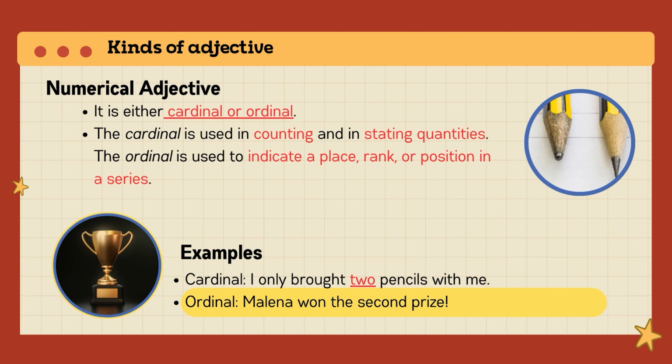Ordinal. Malena won the second prize. The numerical adjective here is second. The number indicates the rank of the prize that Malena received. Since the adjective describes the rank, it is considered as ordinal.